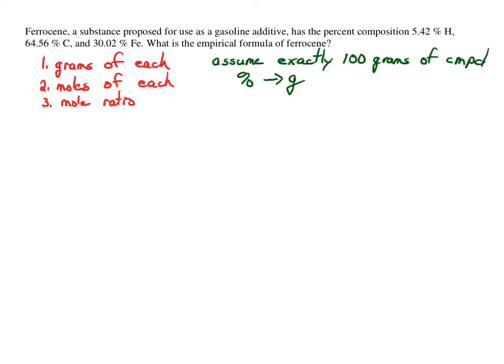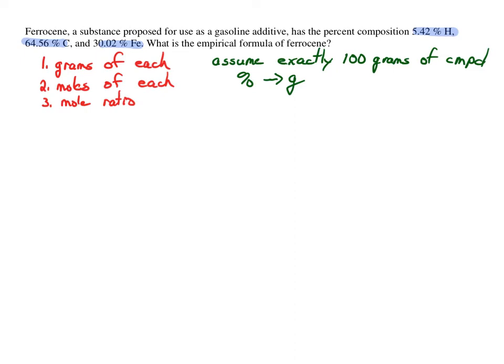Empirical formula problem, so you know what's coming. We go grams of each element, moles of each element, mole ratio. So we're given our amounts in percentages. So we assume we have 100 grams of the compound. That immediately converts these percentage values to grams.